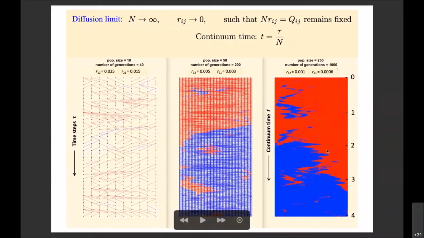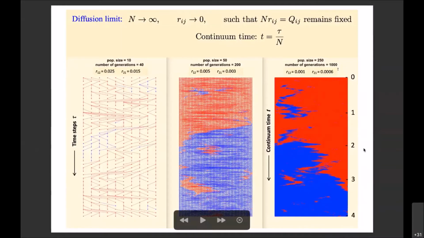But you can see the typical time over which substitutions happen on that time axis remains fixed when we take this continuum limit. So this is how the diffusion limit works. The idea is to scale things in such a way that you maintain the general behavior of the system. And you'll also notice that these boundaries become very fractal as well.